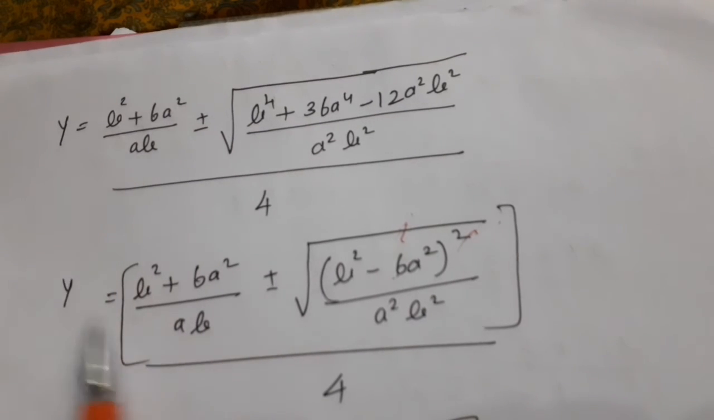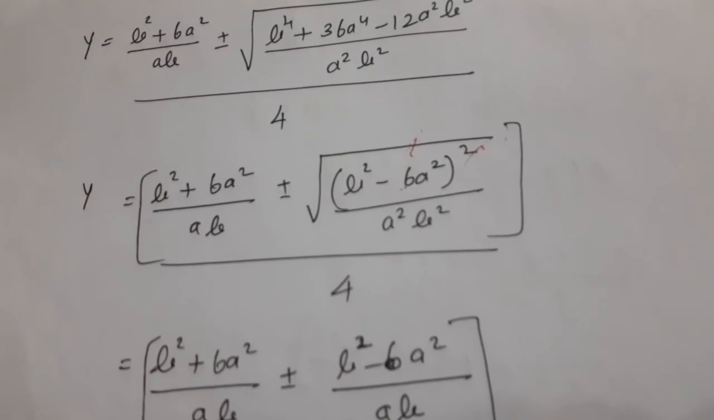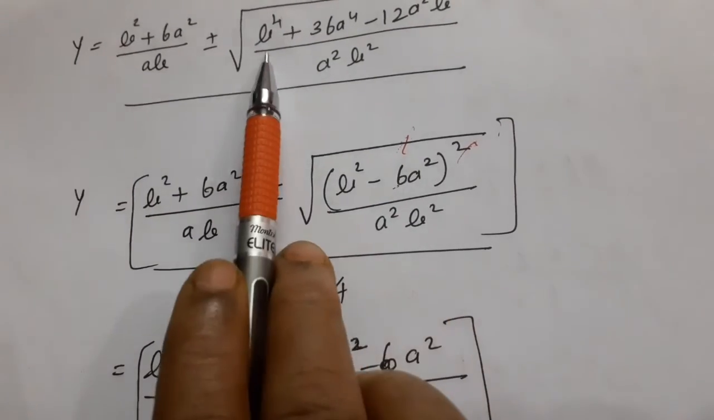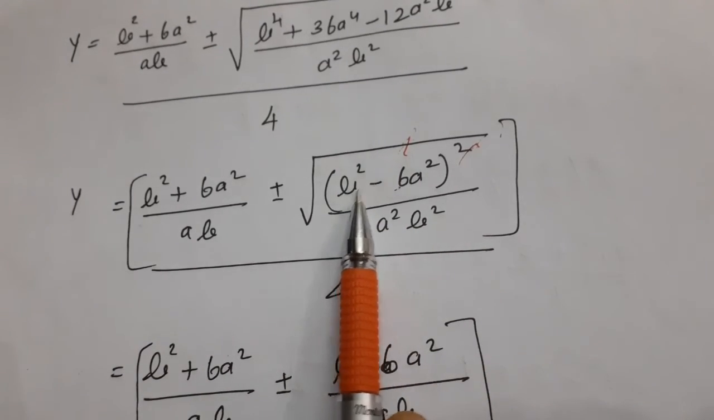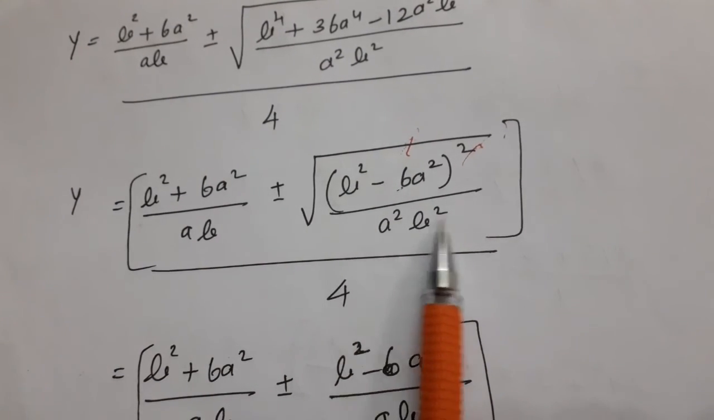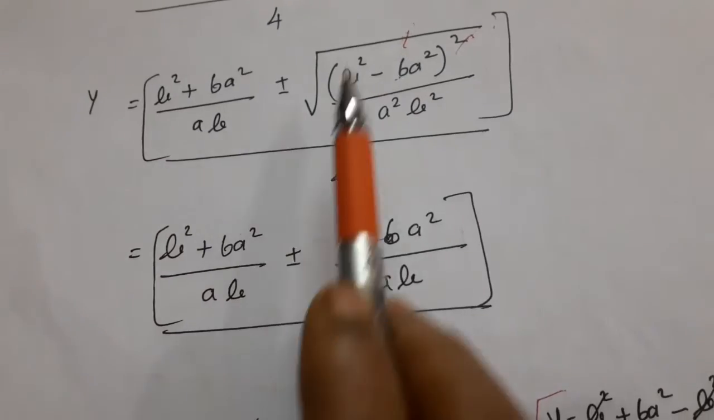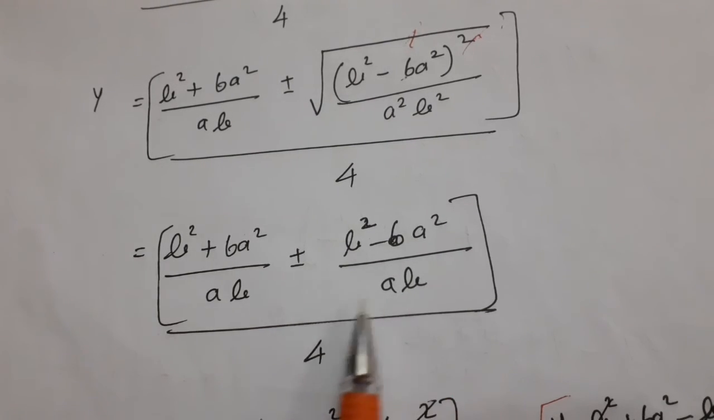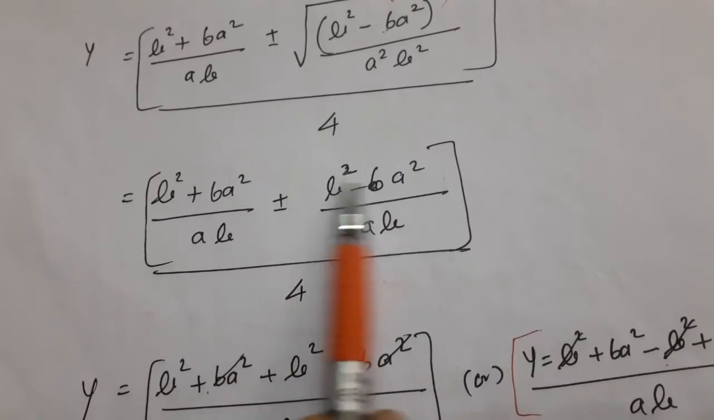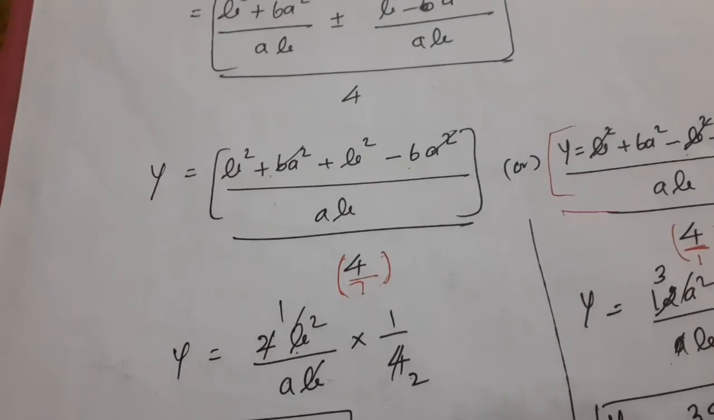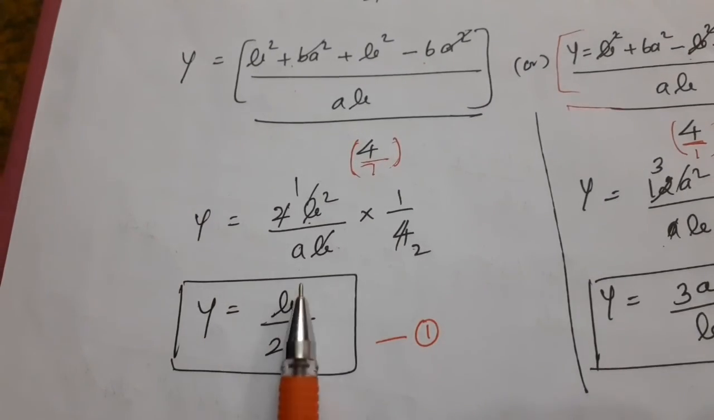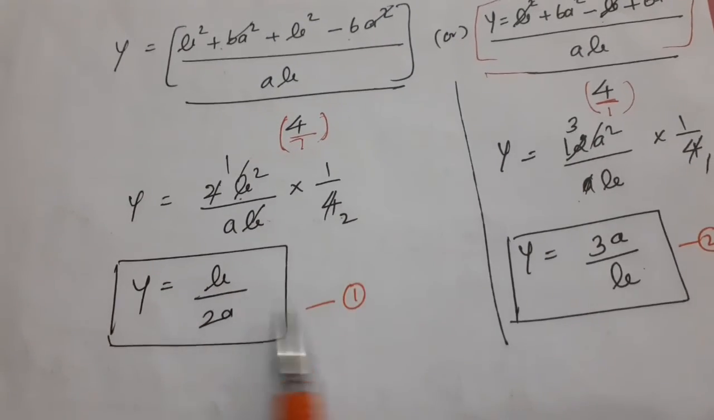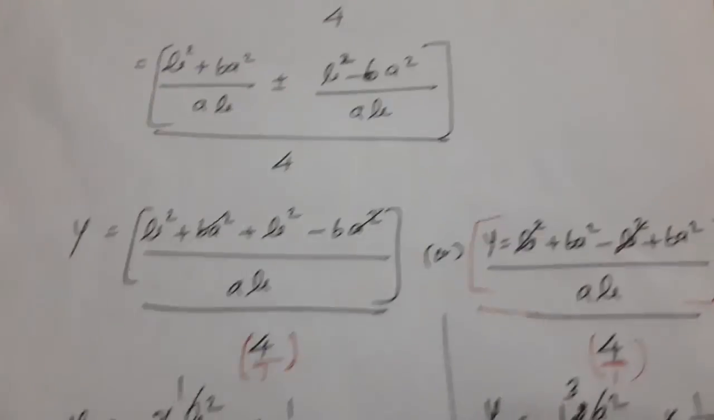So the calculation, after going through the calculation, simplify, we get b square minus 6a square the whole square, over a square minus 2ab plus b square. We rewrite this as b square minus 6a square the whole square by a square b square. Taking the square root, because square and root cancel, we get b square minus 6a square by ab. So taking the plus value and the minus value, add the two terms and subtract the two terms, we get two values: y equal to b by 2a, and y equal to 3a by b.